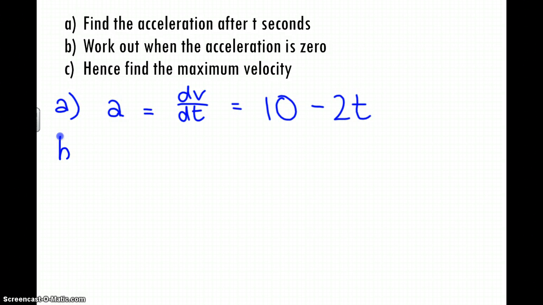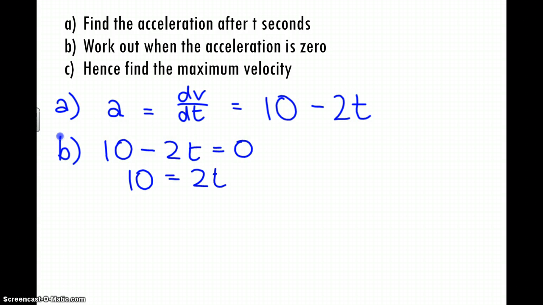Part B asks us to work out when the acceleration is 0. So we're asked to find the time that the acceleration is 0. Well, if this 10 minus 2t is the formula for acceleration, if we want to find when that is 0, all we need to do is solve this equation. So 10 must be equal to 2t, so t must be 5. So the acceleration is 0 after 5 seconds, or when t is 5 seconds.